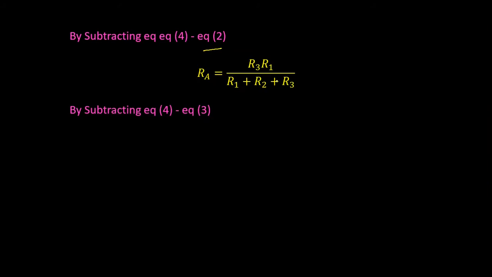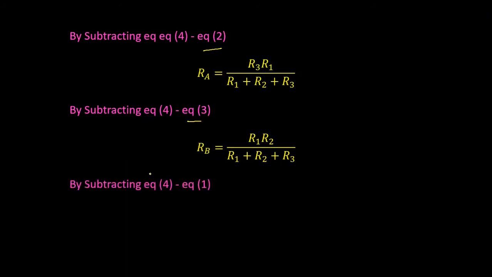And when we subtract equation number 3 from equation number 4, we get RB's value. RB is equal to R1 R2 whole divided by R1 plus R2 plus R3. And when we subtract equation number 1 from equation number 4, we get RC is equal to R2 R3 whole divided by R1 plus R2 plus R3. So these are the values for star connected network from delta connected network.